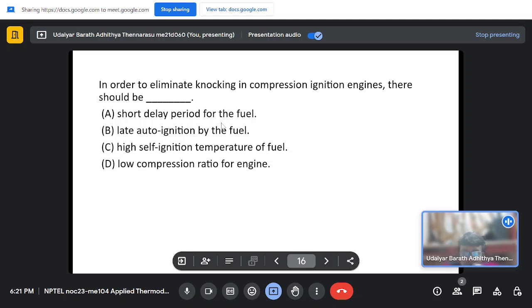So moving on to the next question, what is given is, in order to eliminate knocking in compression ignition engines, there should be dash: short delay period for the fuel, late auto ignition by the fuel, high self ignition temperature of fuel, low compression ratio for engine. So what can be done to eliminate knocking in compression ignition engines? That is the question. So short delay period for the fuel is the answer.